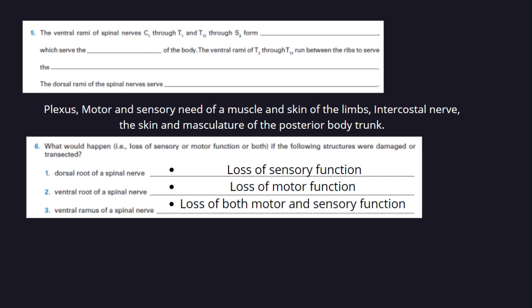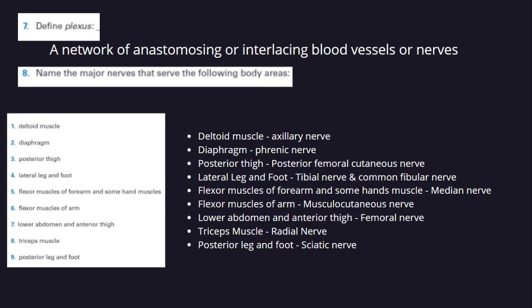What would happen if the following structures were damaged or transected? Loss of sensory or motor function or both. Dorsal root of a spinal nerve, loss of sensory function. Ventral root of a spinal nerve, loss of motor function. Ventral ramus of a spinal nerve, loss of both motor and sensory function. Define plexus: a network of anastomosing or interlacing blood vessels or nerves.